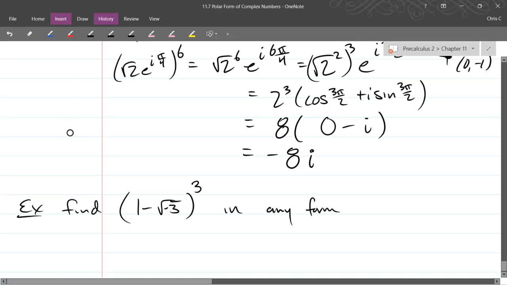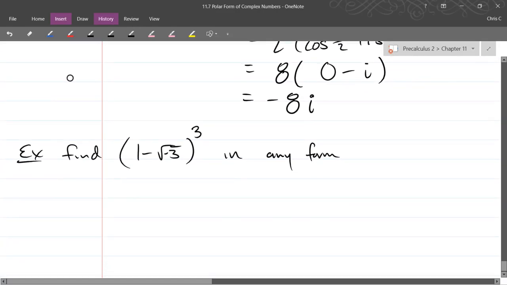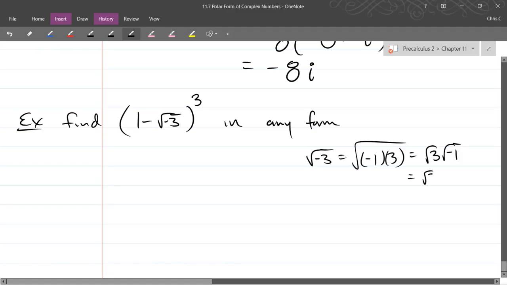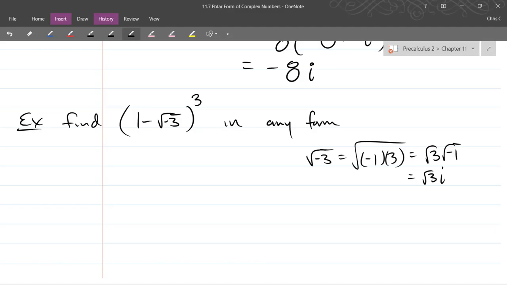Why is this number complex? It has no i's in it, but you've got square root of a negative number. So it's complex right there. So let's rewrite it with i's. So square root of negative 3. We're going to rewrite this as negative 1 times regular 3, square rooted. And that's square root 3 times square root negative 1, which is square root 3 i. So we can get the negative out of the square root very carefully.